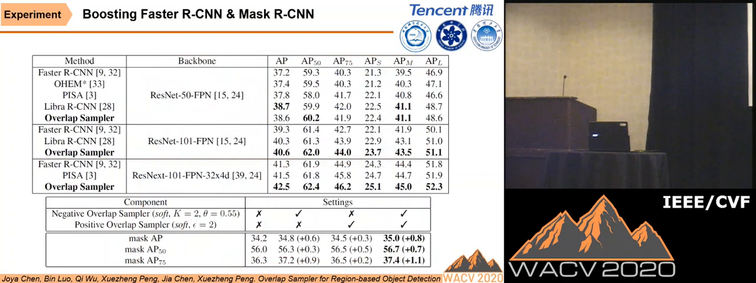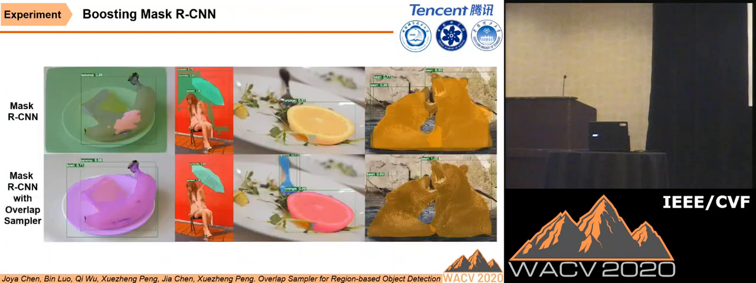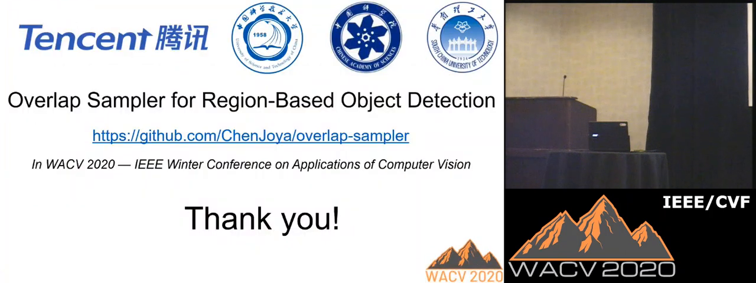On the challenging COCO benchmark, our overlap sampler yields 1.5 higher AP for Faster RCNN. It is also effective for the instance segmentation task, with 0.8 mask AP improvement for Mask RCNN. Here we show some qualitative results. Our code is released on this website. Thanks for your attention.